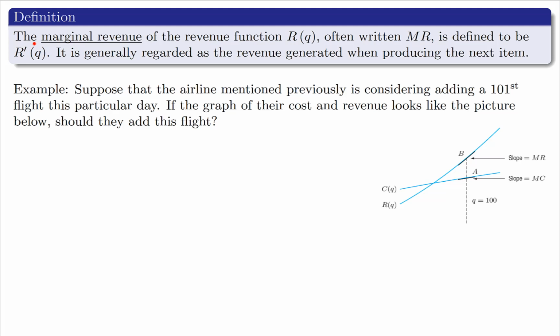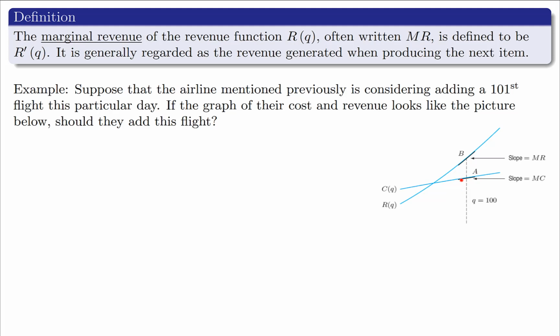So now let's go a little bit further on that airline. The airline is trying to decide if they should add a 101st flight. They looked at their cost and revenue graphs, and they got a picture that looks like this. The revenue function has this slope right here that is very important. Remember, slope means derivative, and marginal means derivative. So the slope of this little tangent line is the marginal revenue. Similarly, the slope of this little line represents the marginal cost.